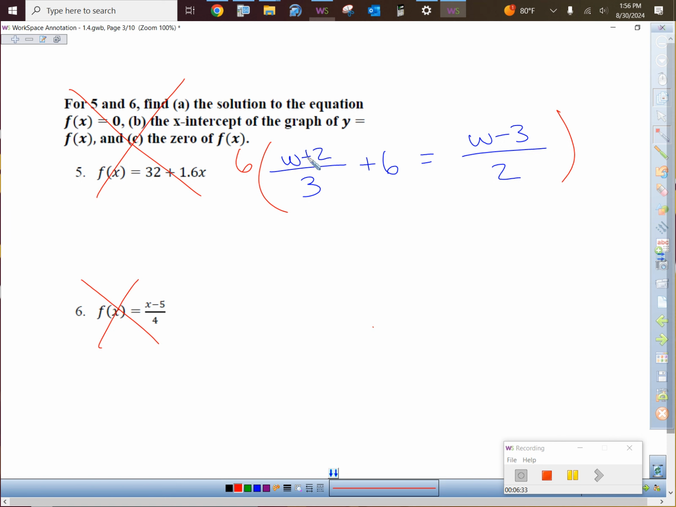What also is different about this is now in these fractions, there's more than one term in the numerator. So we'll do the same thing. How many times does 3 go into 6? Twice. And that number has to be taken times the numerator. So it's like you got to distribute a 2 to it. So it would be 2w plus 4.